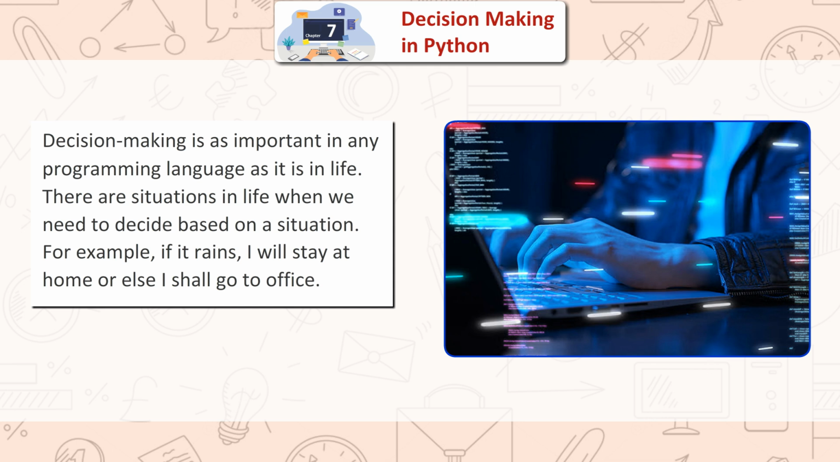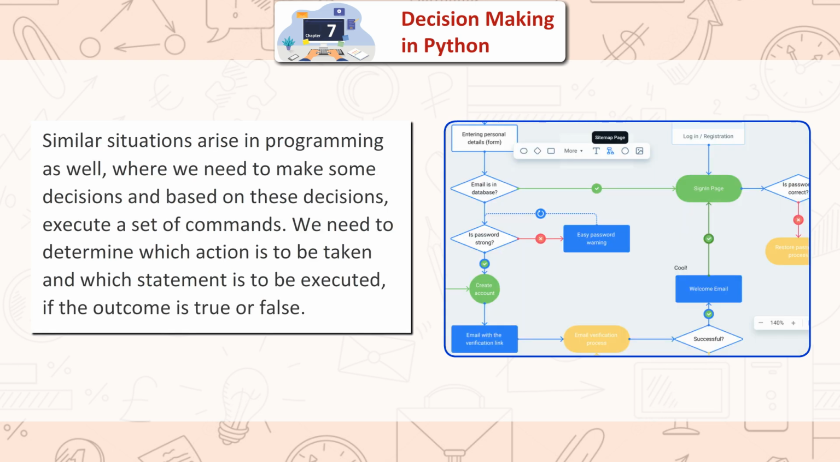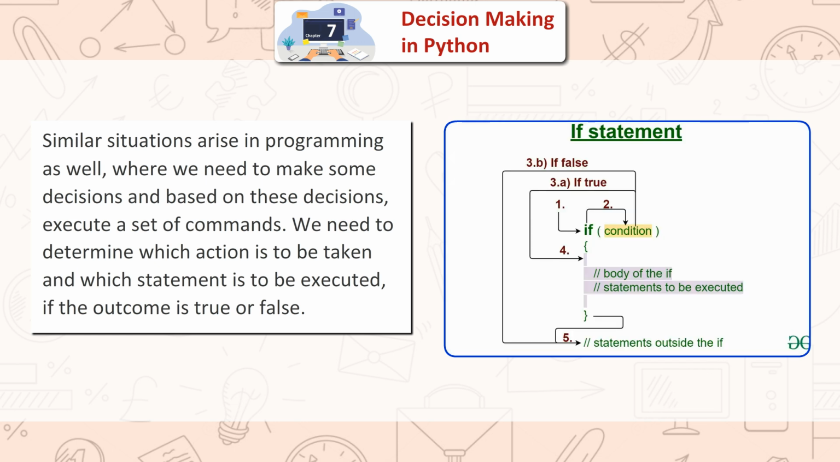Decision-making is as important in any programming language as it is in life. There are situations in life when we need to decide based on a situation. For example, if it rains, I will stay at home or else I shall go to office. Similar situations arise in programming as well, where we need to make some decisions and based on these decisions, execute a set of commands. We need to determine which action is to be taken and which statement is to be executed, if the outcome is true or false.